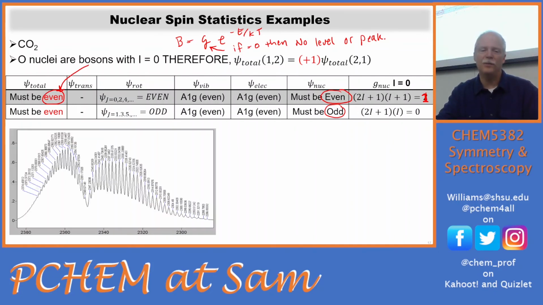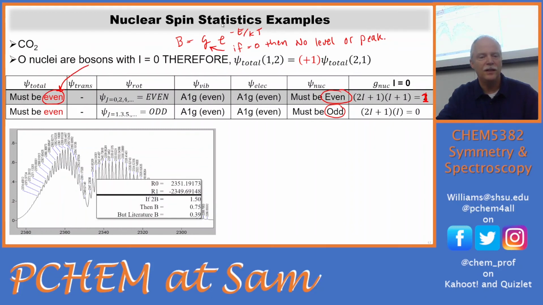Let's see if we can see this in the spectrum. So here's our CO2 spectrum. We've got all the P and R branches. You see those lines? It's pretty busy. So I'm going to take these two lines, just R0 and R1, because I know if I pick any two lines and take the difference, it should be 2B. This is infrared, not Raman, so the difference is 2B. If that spacing is 2B, then B equals 0.75. But literature says B is 0.39. So there's a problem here.